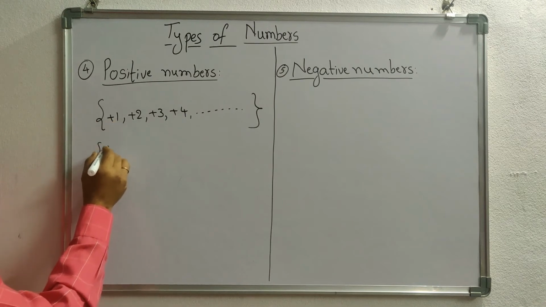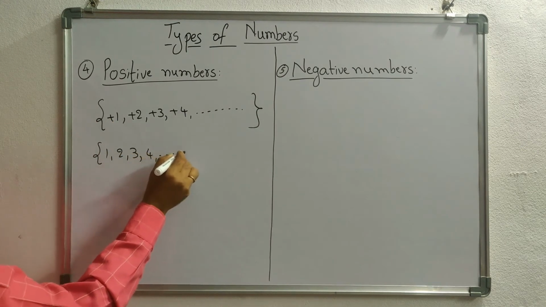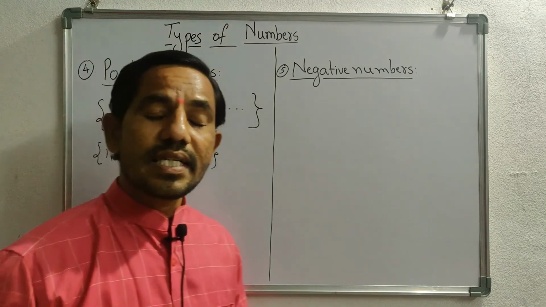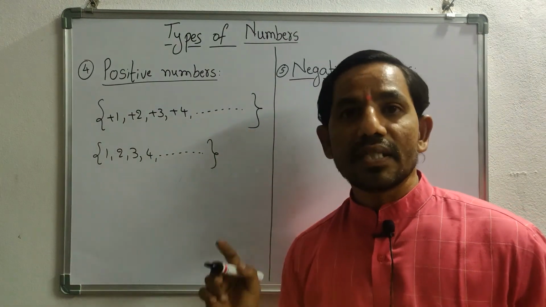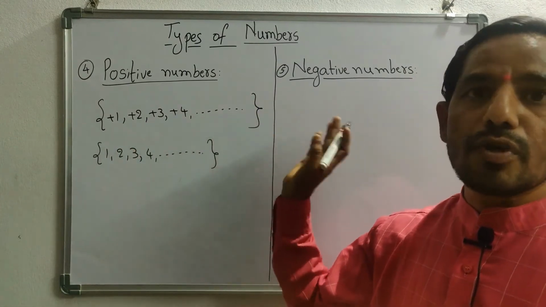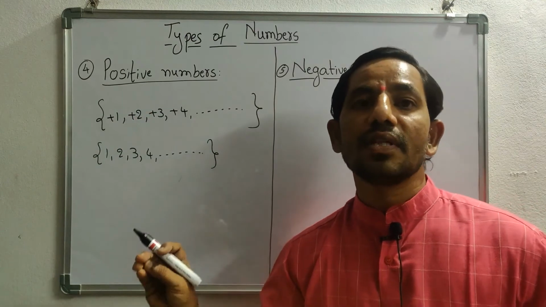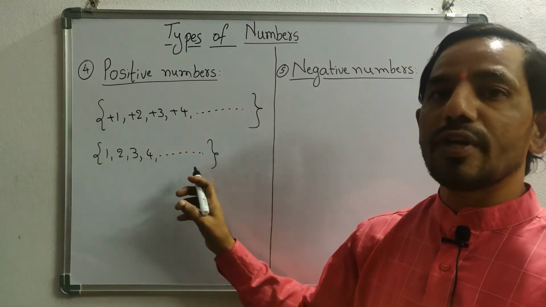So generally we write 1, 2, 3, 4, and so on. These are all called positive numbers. Integers with a plus symbol are positive numbers, here +1, +2, +3, +4 and so on. Particularly, the plus symbol need not be mentioned with the number, so generally we write 1, 2, 3, 4 and so on.